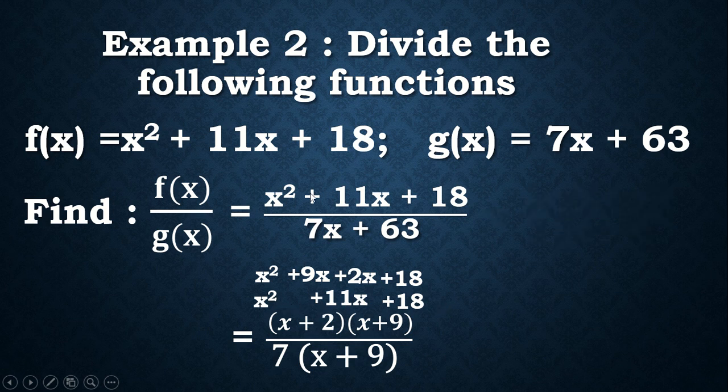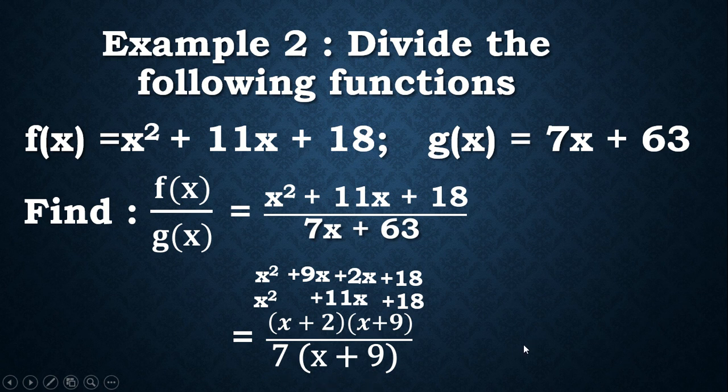Same with this trinomial. So we have correct factors for that trinomial. X plus 2 and x plus 9. And then for the denominator of the g of x, we have to find the greatest common factor. Both numbers can be divided by 7. 7x divided by 7, that is x. 63 divided by 7, that is 9. So this is our factors.